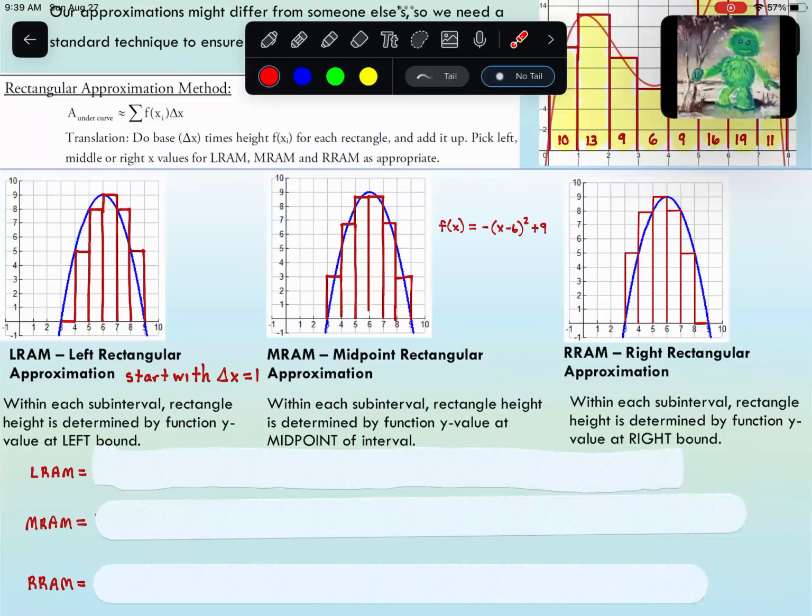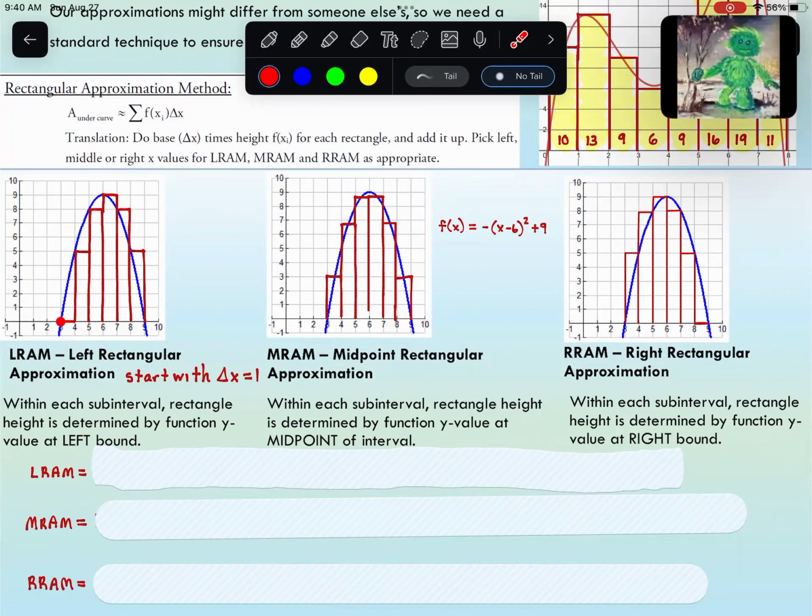We've got this blue function here. It's actually negative x minus 6 squared plus 9 if you're curious. But I've got the blue function, and again, we see a couple of intersections with the x-axis, resulting in a parabolic region that we're going to find the area of. Now, for the first subinterval, stretching from 3 to 4, if I'm going to stick with LRAM, I have to make the height of a rectangle based off of what our function's doing at the left endpoint. So in other words, what is my blue function doing when x equals 3?